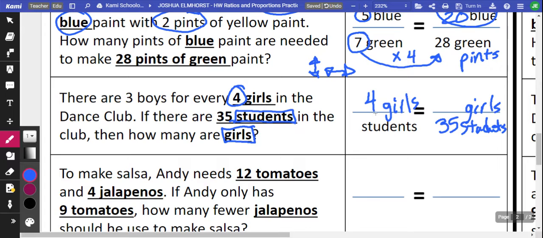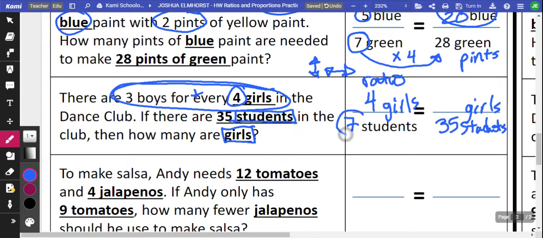But wait a minute, the given information, if we look at ratio 1, it just says boys and girls up here. So we've got to figure out how many students there are. To set up the ratio, we're going to add 3 plus 4 to get 7 students. Now that we have the ratio, we can look between and see what the factor is.